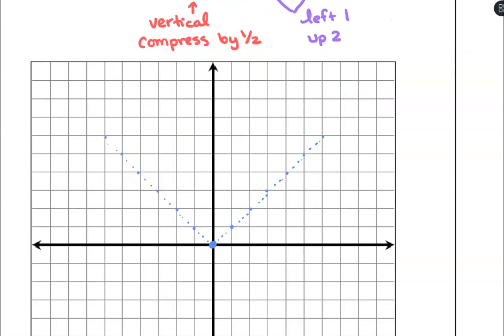So let's go ahead and take care of this vertical compression by half. So all of our heights are going to be cut in half. And what even happens with this, because they were straight lines, is that it changes the slope of our line. So this would now have a slope of 1/2 and -1/2. So we can kind of follow that along. Okay, there's our vertical compression by half, so our graph kind of flattens.